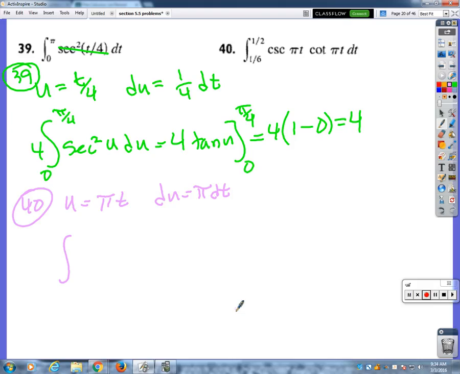So the cosecant of u, cotangent of u. So this is all gone. You need to divide by pi, so 1 over pi. Okay, so then I'm going to throw 1 over pi out here in front, which gives me cosecant u right there. Okay. And then what are my new limits of integration if I take these and plug them in for the u values?